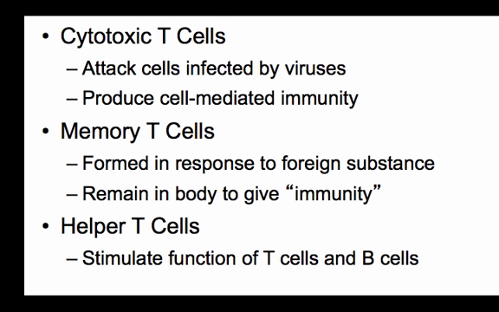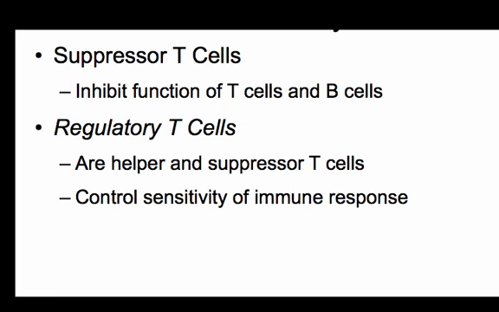The helper T cell is a helper cell that will stimulate the T cells and the B cells into action. Suppressor T cells inhibit the function of the T cells and B cells and help to end the attack.